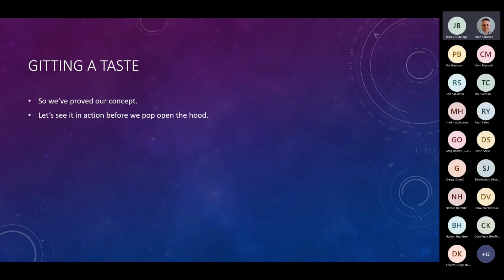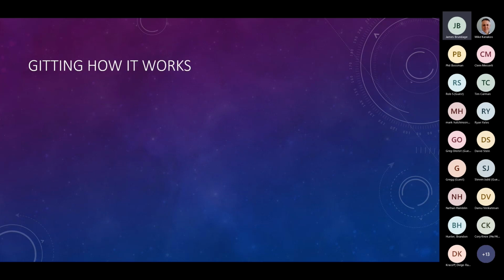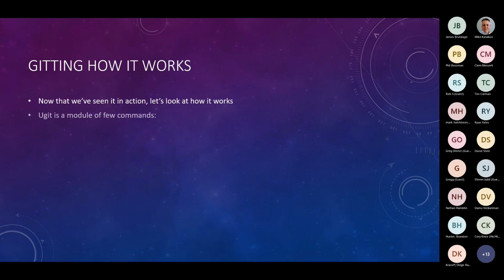Sure. Let's try to get the show back on the road here for a second. We got our taste, we're going to pop open the hood now. Let's get how it works. It's a module made up of a very few number of commands: Out-Git, Use-Git, and Get-uGitExtension.